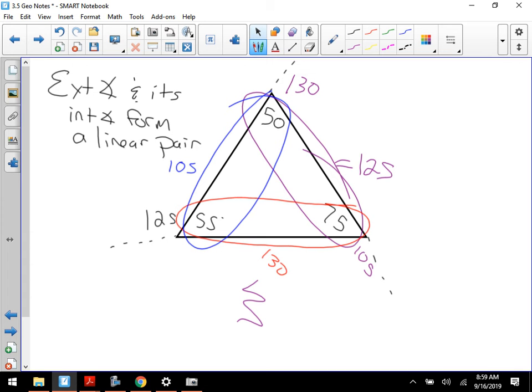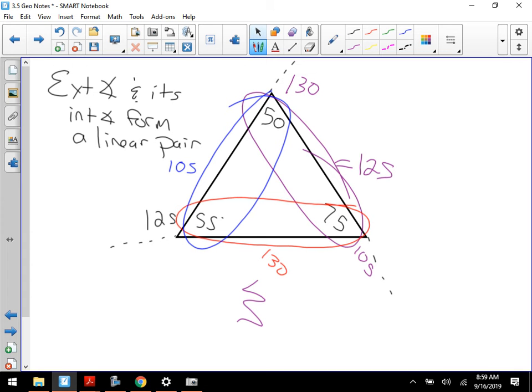Now, if you look at that, and I'm glad you picked up on that, she noticed that the 50 and the 75 added up to equal the exterior angle. The 55 and the 75 added up to equal the exterior angle up there. The angle that's not touching. The angle that's not touching, that's the big thing.